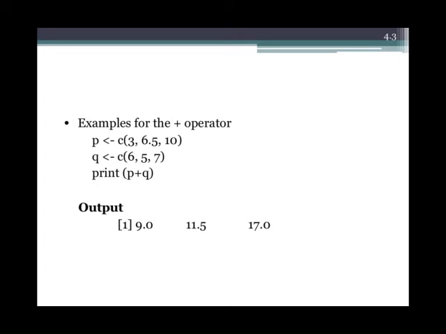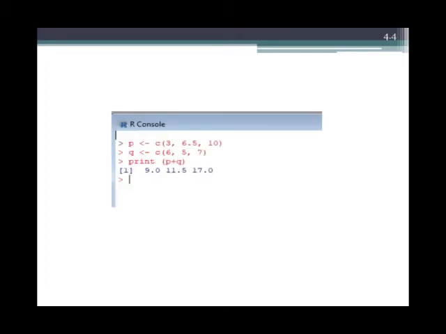The first example, we have got two vectors P and Q where we are assigning the values, and then we add these vectors. So you can see it's added 3 plus 6, which is 9, 6.5 plus 5, which is 11.5, and 10 plus 7, which is 17. This is the output pasted from the R studio and the R console.